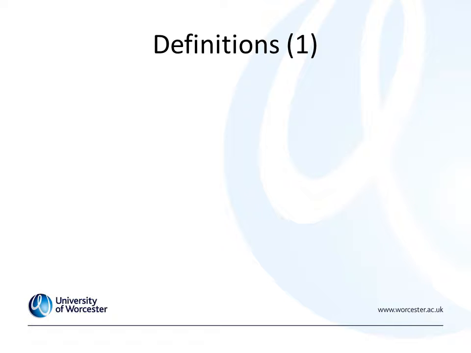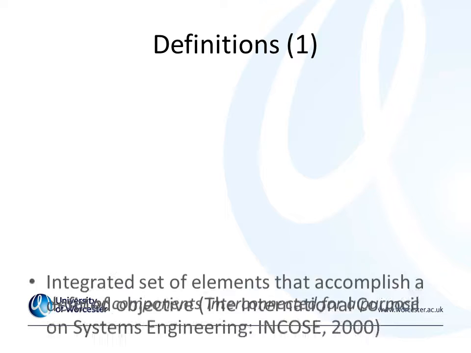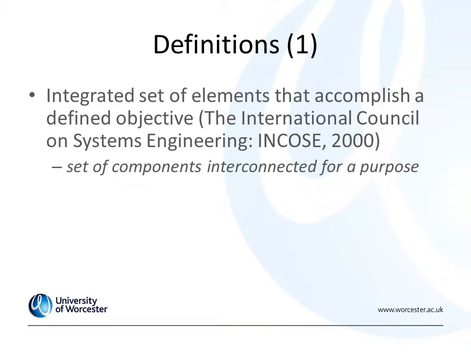We've looked at a basic definition from the Oxford Dictionary. Now let's look at a definition from systems engineering. It's an integrated set of elements that accomplish a defined objective. That's from the International Council on Systems Engineering, INCOSE, from 2000. In other words, a set of components interconnected for a purpose.